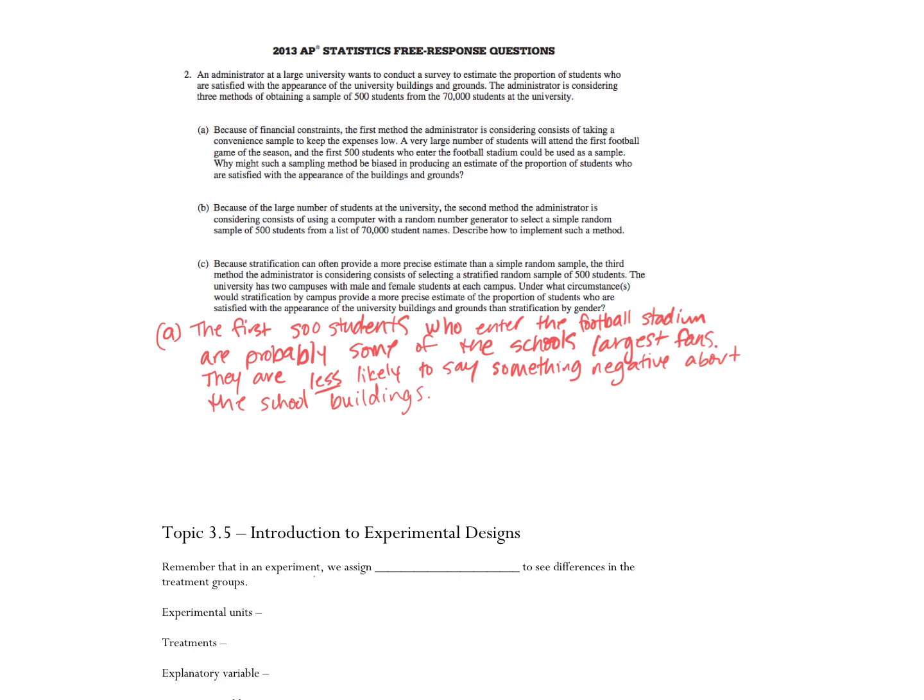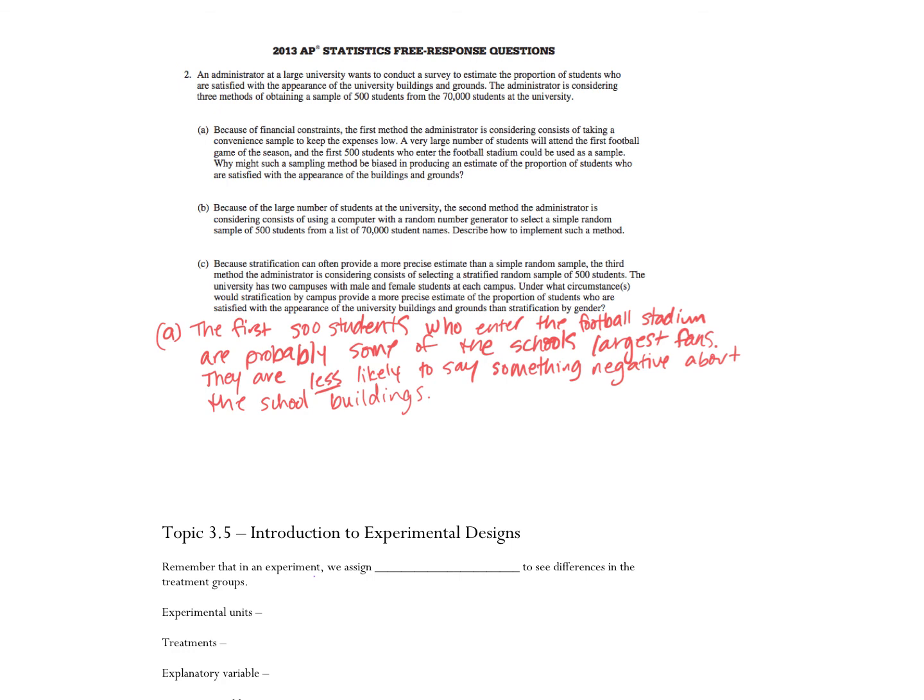Now, can I tell you another answer that a student has written at some point? The locals to a college probably don't get to the game early. They're probably hanging out and tailgating and doing their own thing. So the first 500 people in the stadium are probably the visitors who don't have a place to tailgate. So their opinions are probably worse of the school buildings. Guess what? That would be a totally acceptable answer, as long as you're talking about how those 500 are different and how it influences the response variable. That being said, this is the right answer. But the other one would also be an acceptable answer.